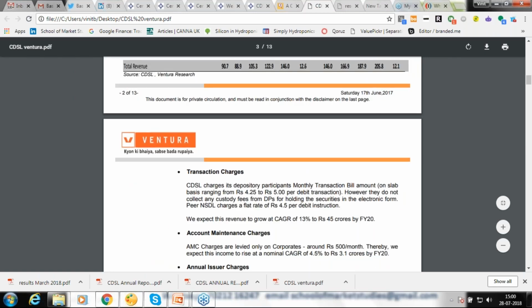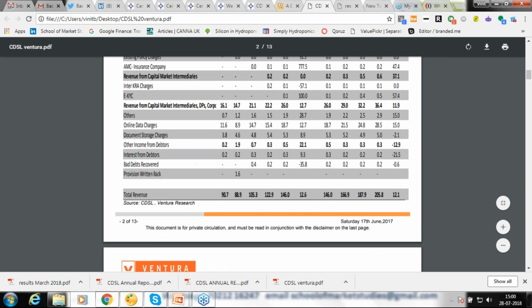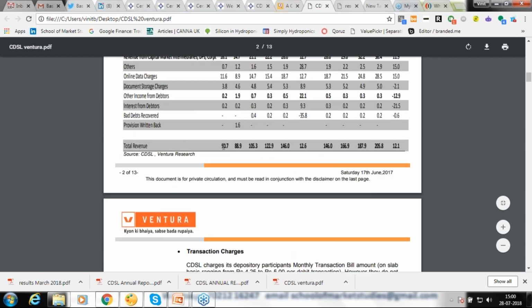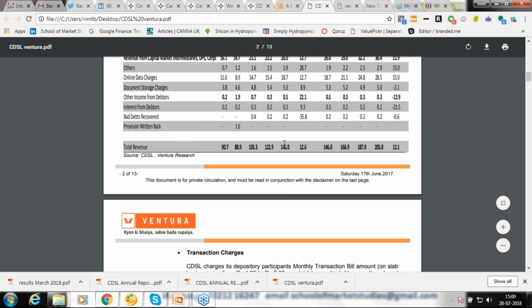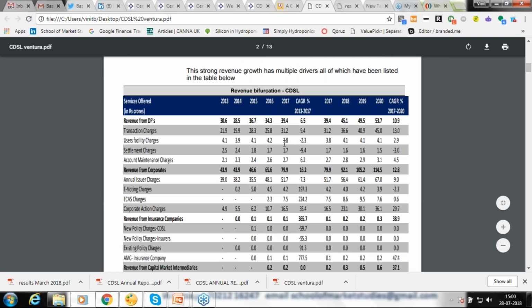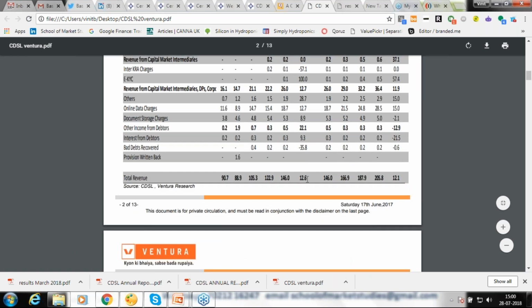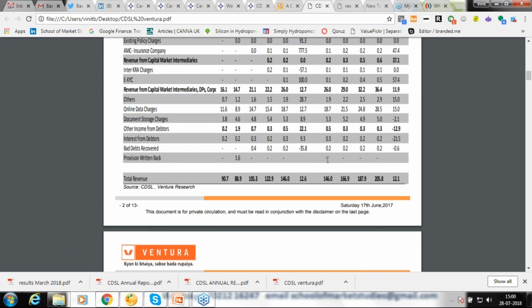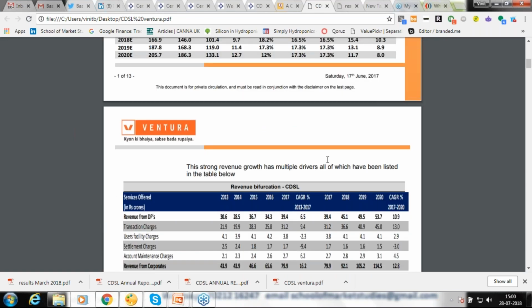Okay, so this is the total revenues, and your first year is 2013, 91 crores, then it was around 89 crores, then again 105, 122, 146, right? And this tells you what was the CAGR growth over that period. So we divided into two periods, pre 2018 and post 2018. So this is what we had, and then we had 2017 onwards.